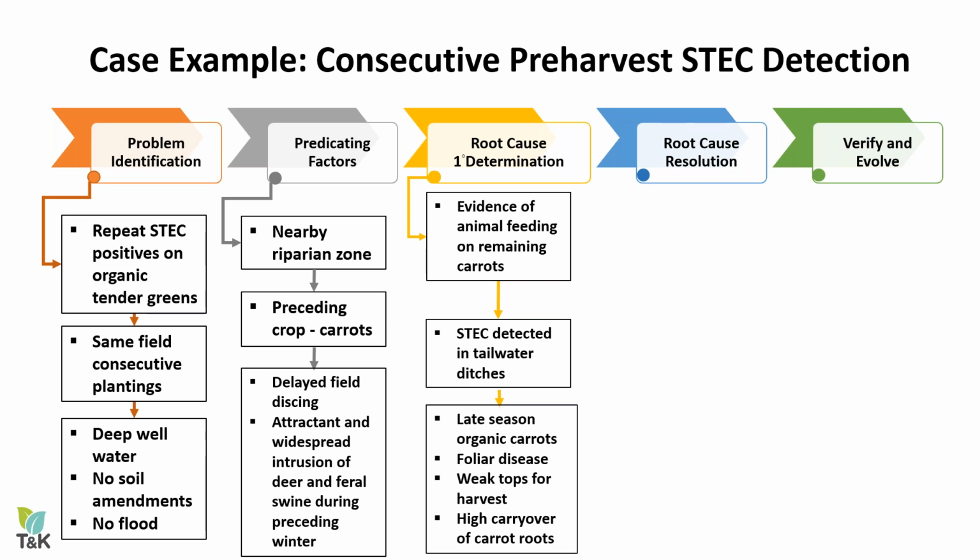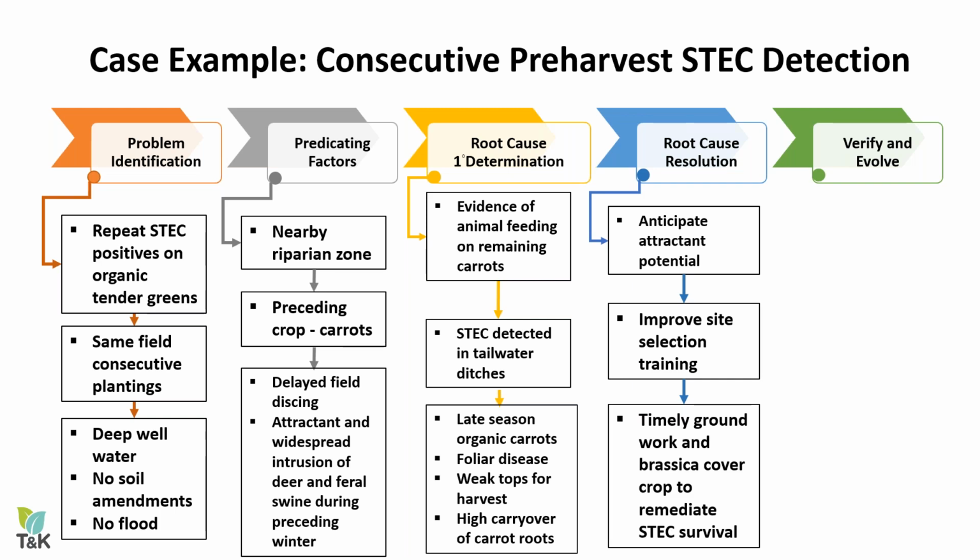And so there was a lot of carryover carrot roots, and that became this attractant for both deer and feral swine the preceding winter. So, in terms of root cause resolution, really the need was to ideally improve site selection and develop an understanding of the importance of timely groundwork. Or once they got into a problem that could have been an attractant potential, knowing that they're near an area where wildlife intrusion was likely, there would be a need to remediate this STEC survival.